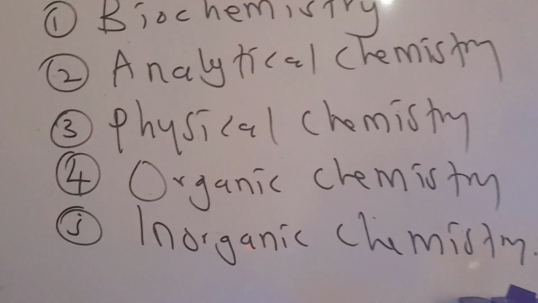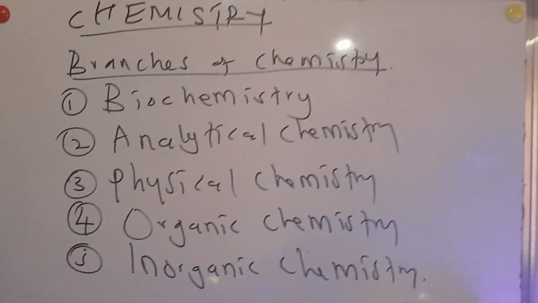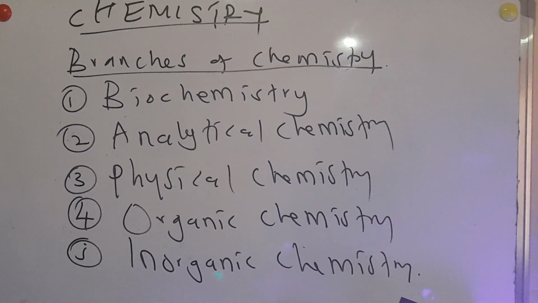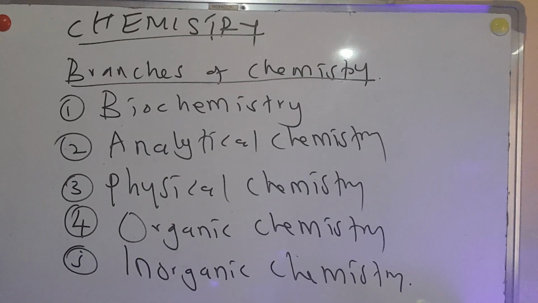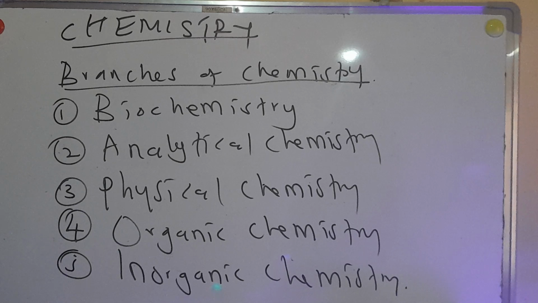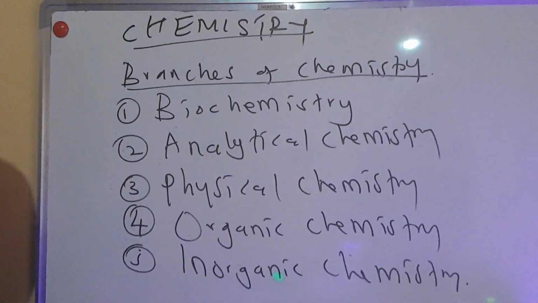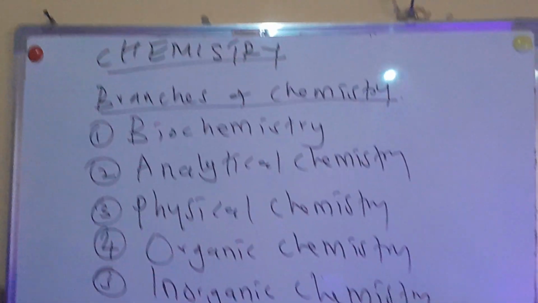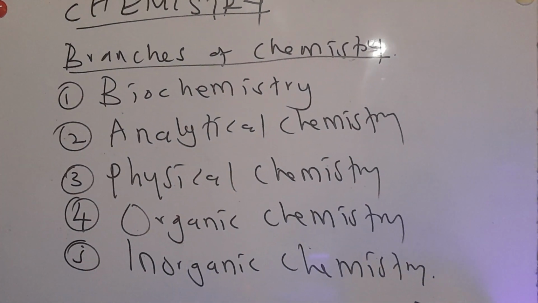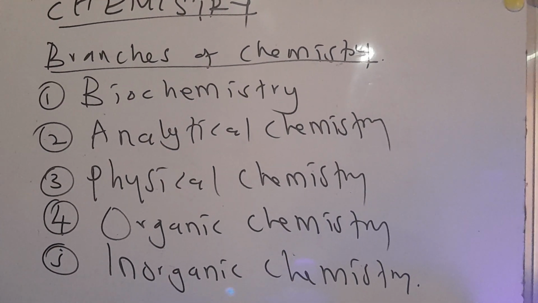Now, these branches are learned at both advanced level, basic level, tertiary level, depending on the level of the studies. Today, we want to take one branch of chemistry to go through it. Each branch has its topics. Biochemistry has its own topics. Analytical has its own topics. Physical has its own topics.